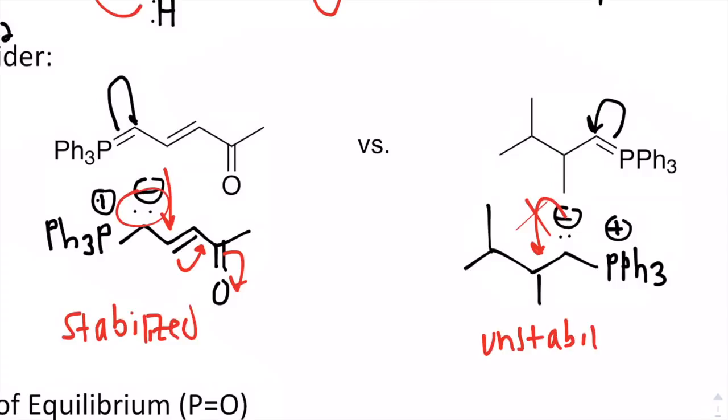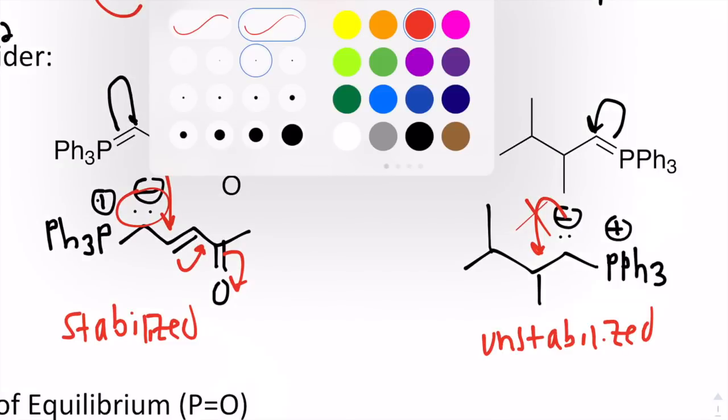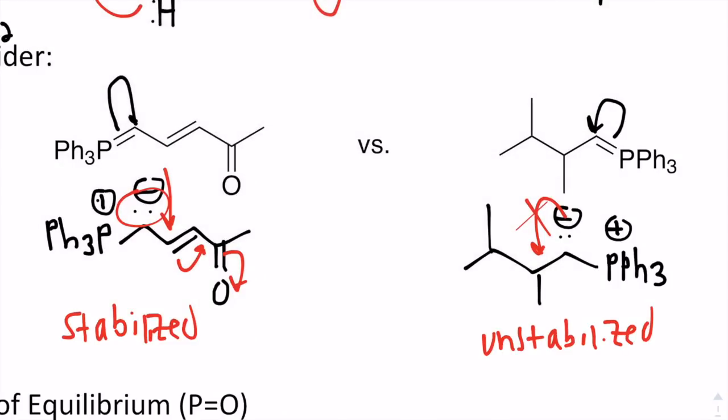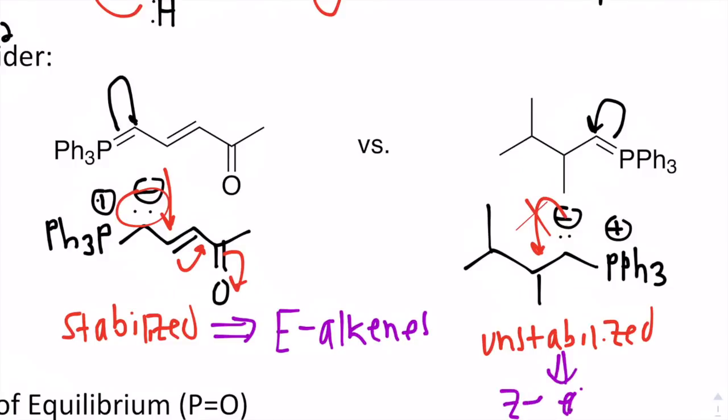So what does that mean in terms of stereospecificity in the Wittig reaction? Well, stabilized ylides are always going to produce E-alkenes, while unstabilized ylides are always going to prefer to form Z-alkenes.